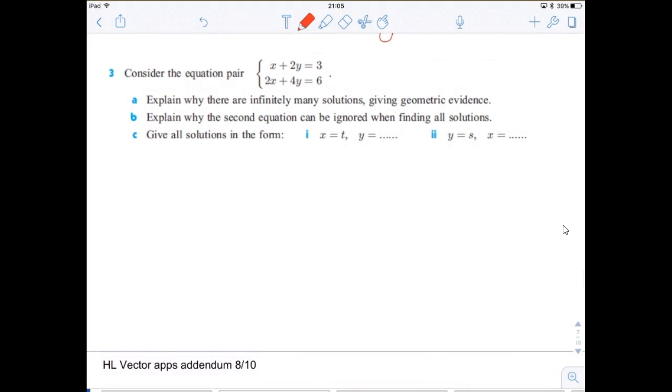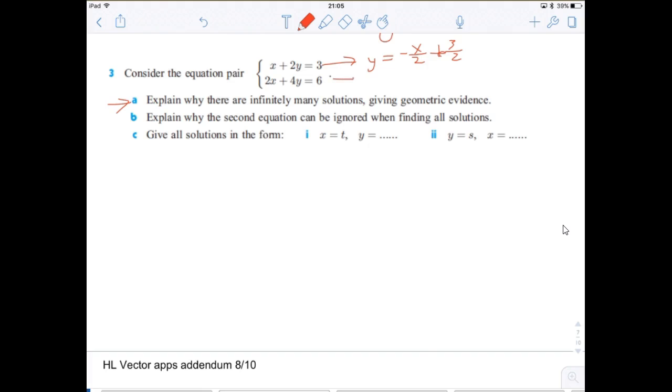Consider this equation pair. Explain why there are infinitely many solutions, giving geometric evidence. Okay, so I think that one of the geometric evidence would be graphing it. So if you were to graph these two lines, I'm a fan of slope-intercept form. If I was going to change the top one to slope-intercept form, I would say 2y equals negative x plus 3, and then I would divide both sides by 2. I would get y equals negative x divided by 2 plus 3 divided by 2, right?